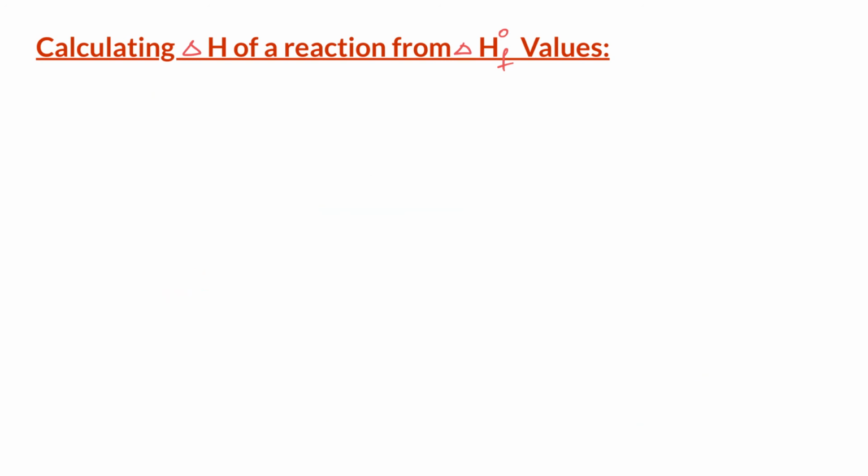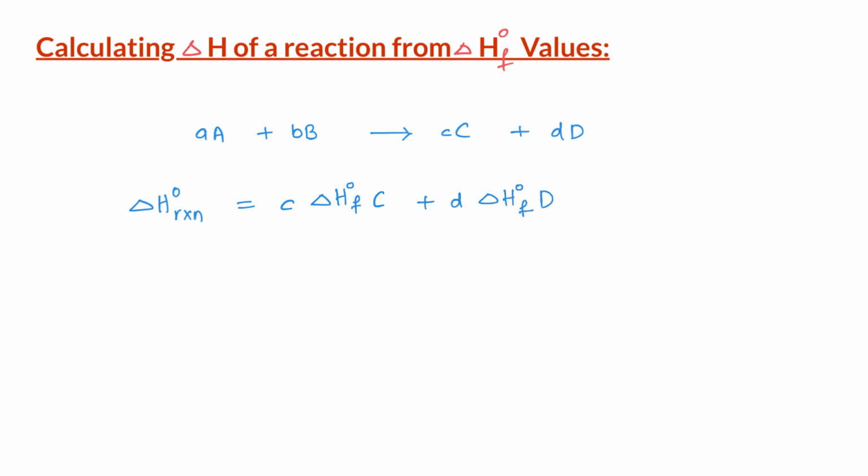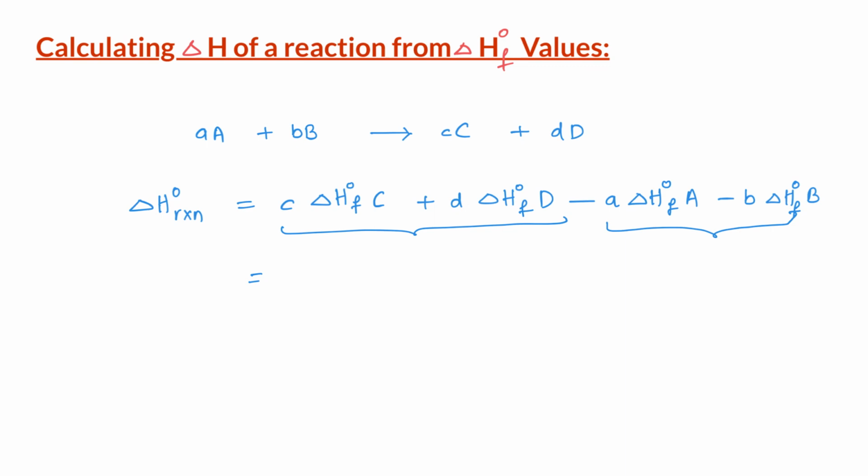For any hypothetical reaction, a moles of A plus b moles of B gives c moles of C and d moles of D. The delta H of this reaction under standard conditions is equal to c times delta H naught F of C plus d times delta H naught F of D minus a times delta H naught F of A minus b times delta H naught F of B. That is, the delta H naught F of all the products minus delta H naught F of all the reactants.